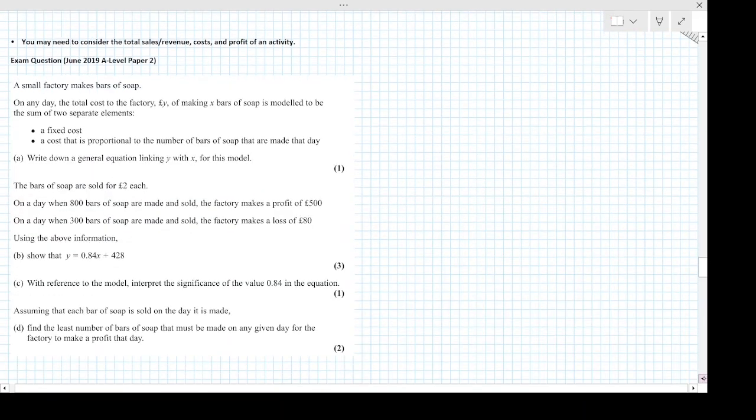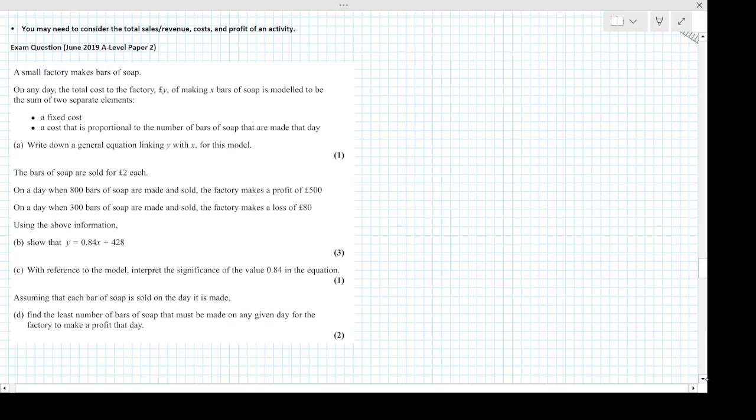Okay, we've got a final question now, and this is a tricky question actually. We'll see in a minute. Let's have a read of this one. A small factory makes bars of soap on any day. The total cost of the factory, Y pounds, of making X bars of soap is modelled to be the sum of two separate elements, the fixed cost and the cost that's proportional to the number of bars of soap that are made that day. Write down the general equation linking Y with X.